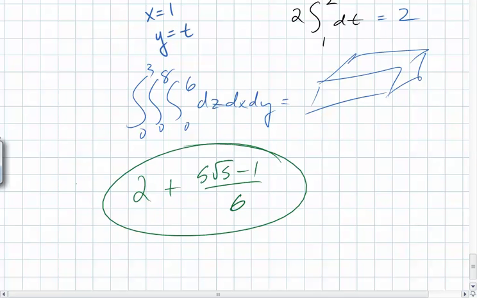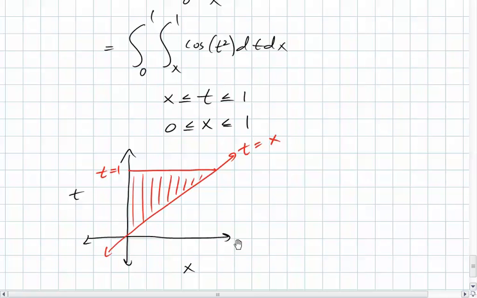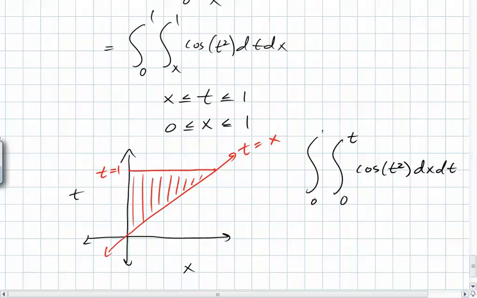Right here defines it as a type 1 region. What could you do? You could turn your head sideways, and what you're looking to do, Tony, is this: the integral of the same thing, cosine t squared, but instead of dt dx, what are you doing? dx dt. So what does that get bounded by? What's the upper bound for x going to be? T and 0. And what's t going to be bounded by? 0 and 1.